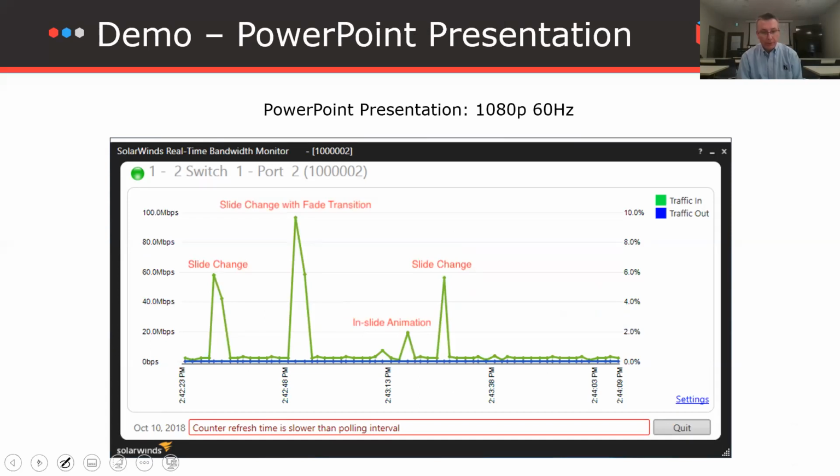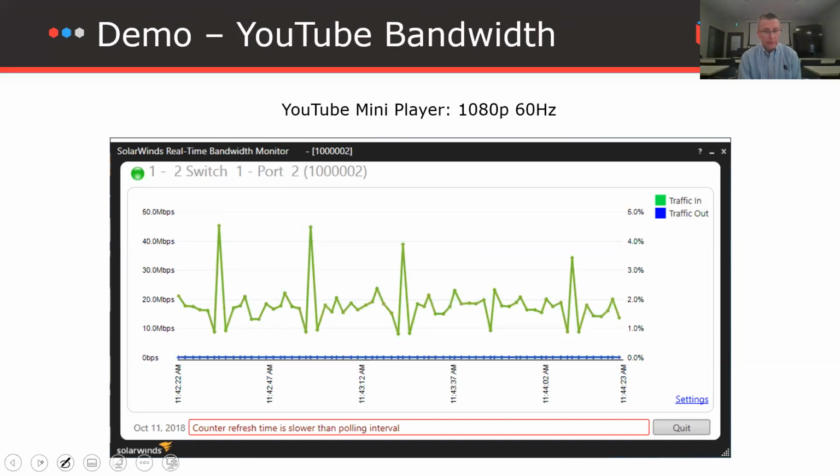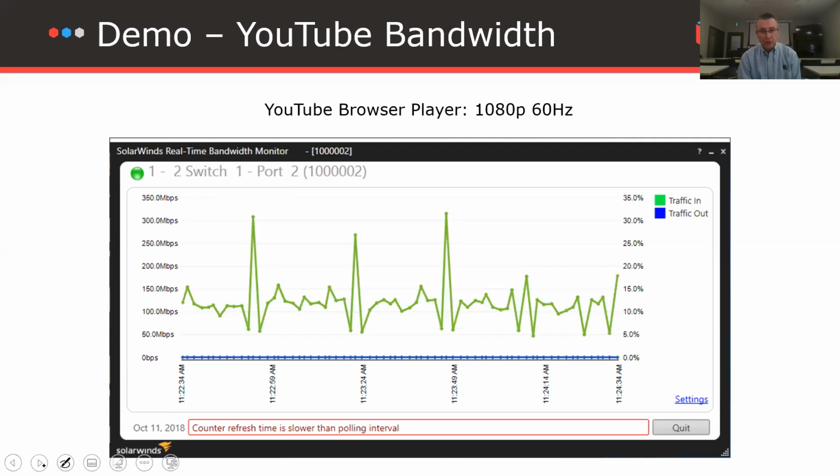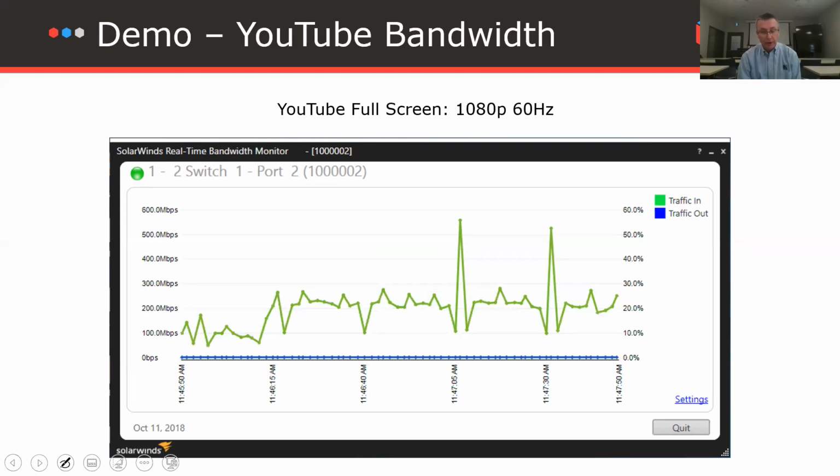If we then go to a PowerPoint presentation, again, almost nothing except for when we have those fancy slide transitions with lots of motion. You can see we get some spikes in there, upwards of 60 or 100 meg, still well below a gig. When we get to YouTube in a mini player, now you start to see, because we've got moving video, we're around 20 steady state. When I get to YouTube in a regular size browser, we're up about 150 on average. So we're starting to get some bigger numbers. And full screen YouTube, and all of this has been at 1080p 60 up to this point, we're up around 200 megs.